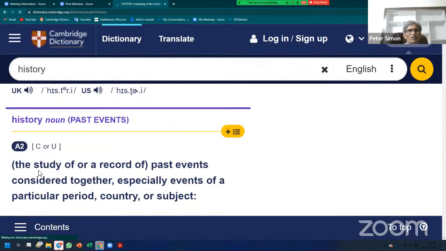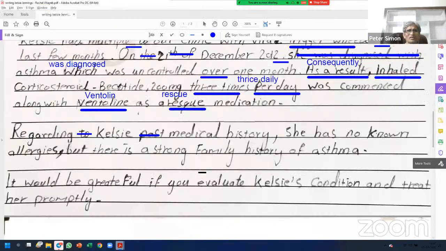History means, okay, past events. It's understood that it is past. Then why are you saying past again? That means it becomes double past. It is redundant. No need.